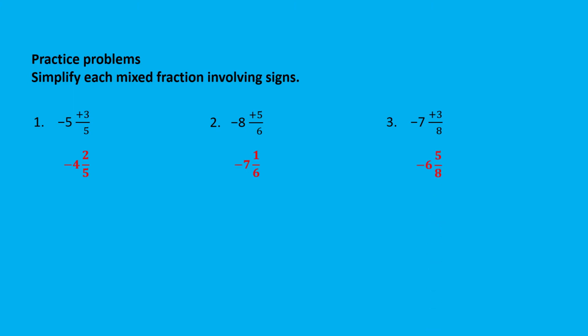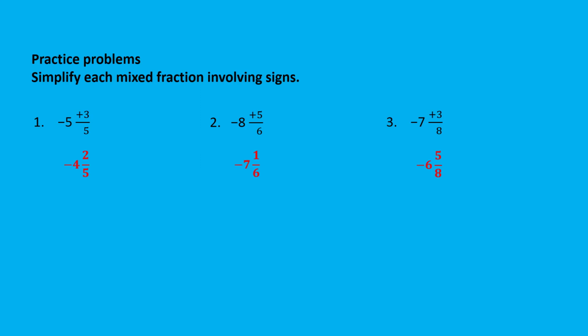Number 3, -7 plus 3/8 is the same as -6 5/8. We're going 7 to the left, back 3/8, which puts us at -6 5/8. Look carefully at these, how you come up with the whole number and the fraction part. Okay, the whole number is directional. If you're going back to the right, you're decreasing the negative value by 1. Fraction-wise, you're coming back 3/5, you still have 2/5. In number 2, if you're coming back 5/6, you still have 1/6.